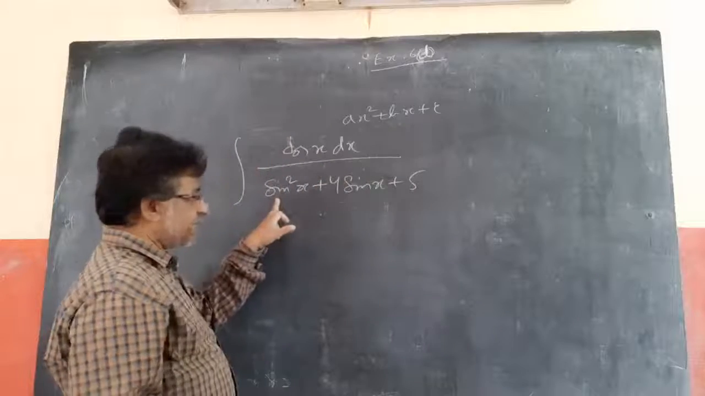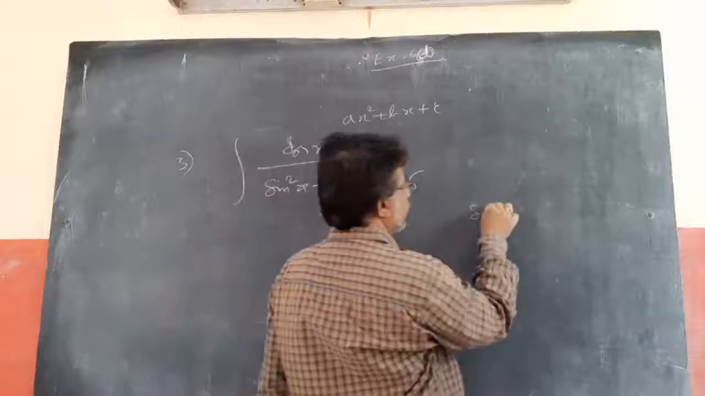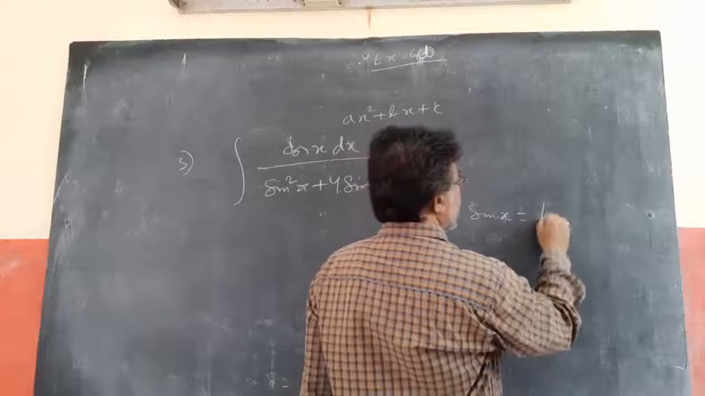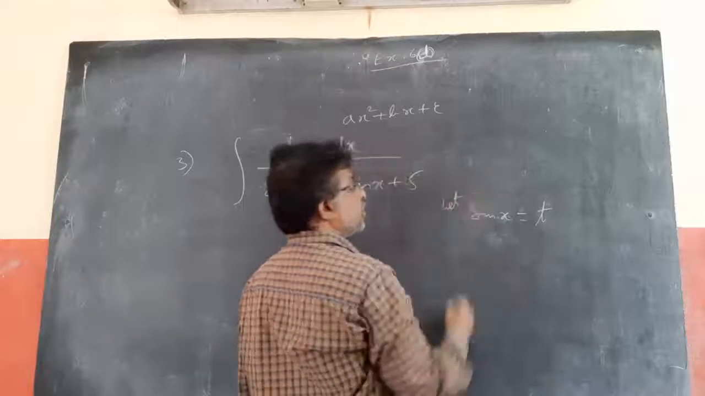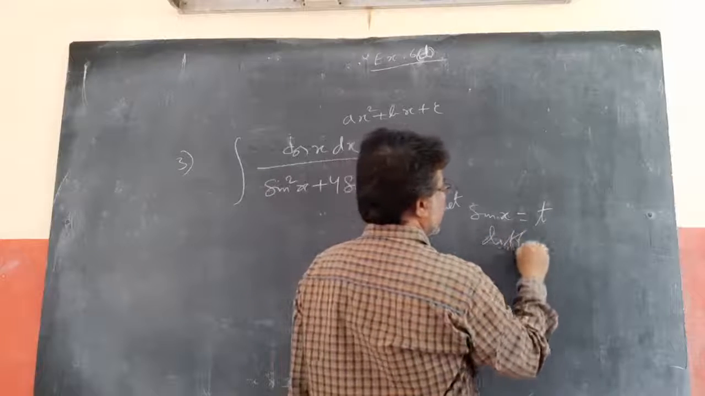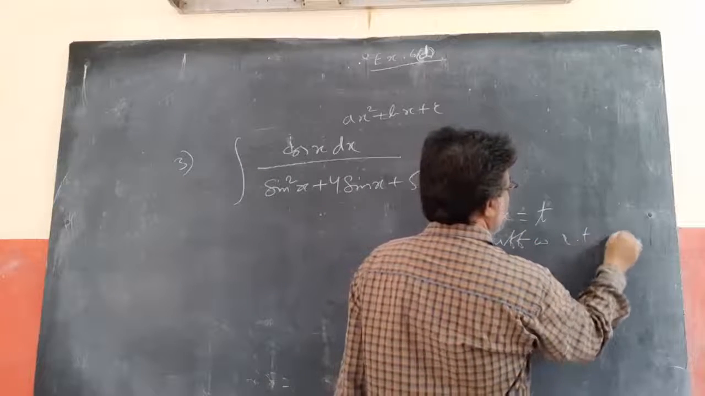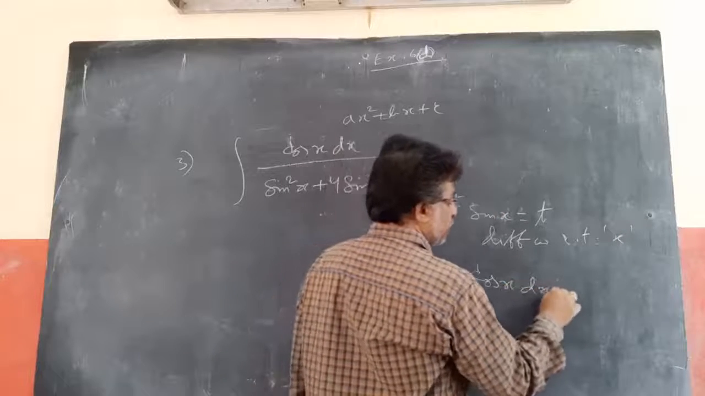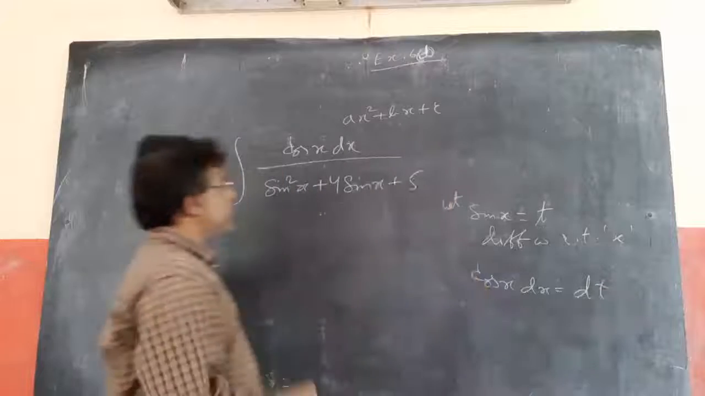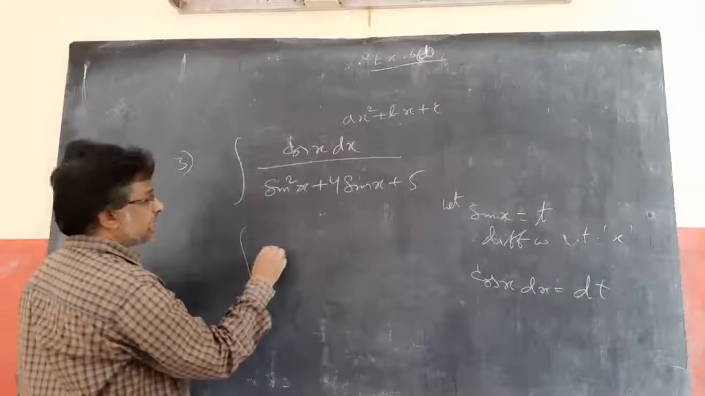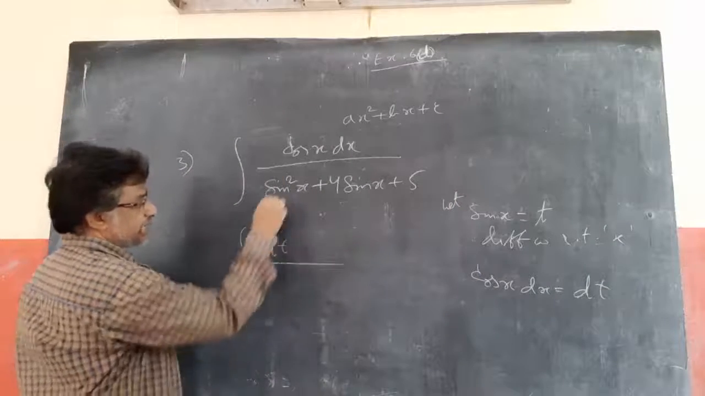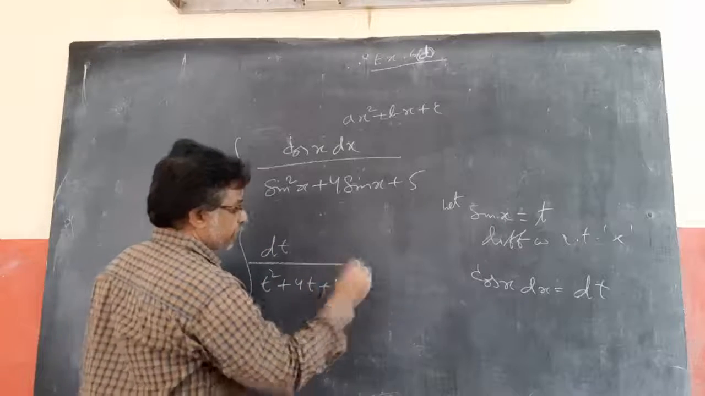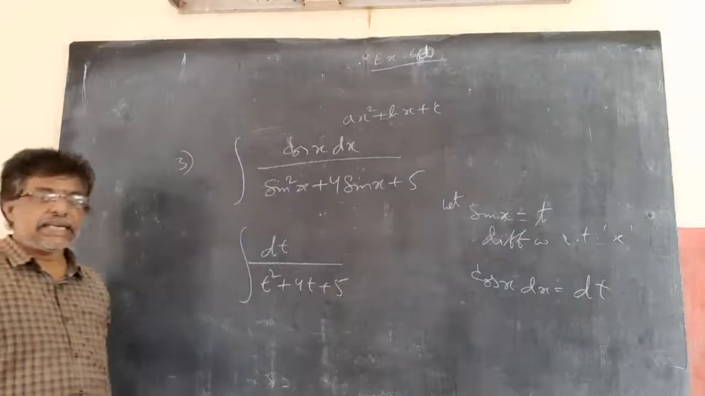Now, if I take sin x is t, this is not a direct form also. Substitution along with the factorization method. So let sin x equal to t. What is the derivative of sin x with respect to x? You know that it is cos x. So cos x dx equal to dt. So instead of cos x dx, I can write dt by sin square x, which is t square plus 4t plus 5.